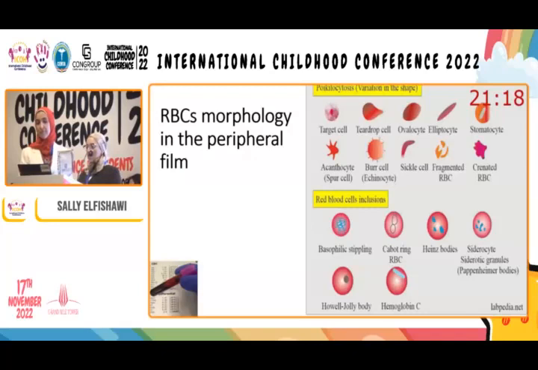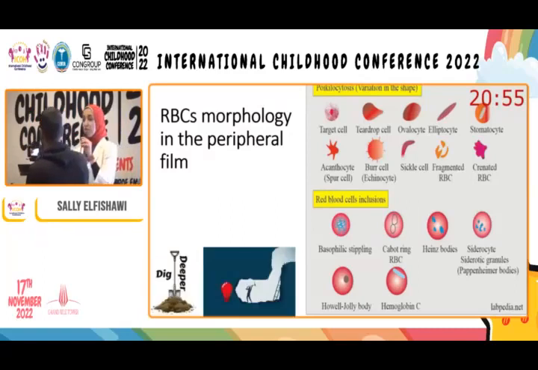Red cell inclusion bodies like basophilic stippling and Howell-Jolly bodies will give you an indication of what to do further, to ask for more investigations for your patients. I will hand off to Dr. Rania because she's responsible for the count and I'm responsible for the morphology. So yes, when there are morphological changes, you need to dig deeper and not take it lightly.